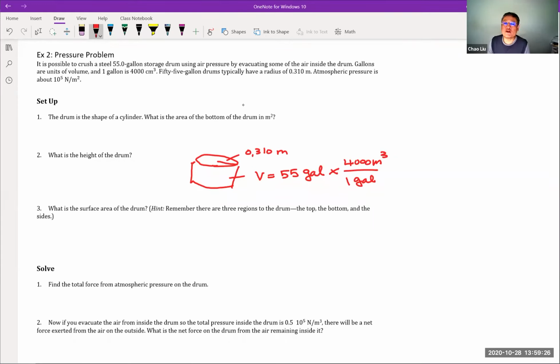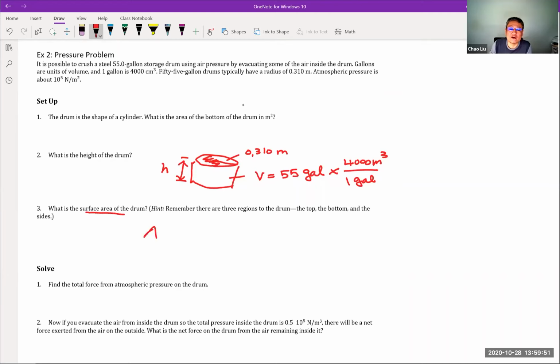If we know the volume and we are given the radius, it will help us to get the height. What we want to know is the height of this drum. We can get the height if we know the surface area of the drum. So what is the surface area of the drum?